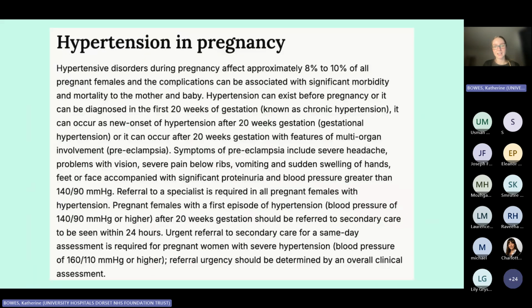So hypertension in pregnancy, there's a specific part of the BNF for this under your hypertension treatment summary, to alert you to the fact that you can have hypertension diagnosed before pregnancy, you can have pregnancy-induced hypertension, and you can have preeclampsia, and they're all slightly different. It's just being aware of those 3 classes.